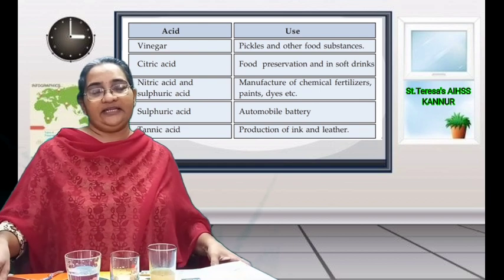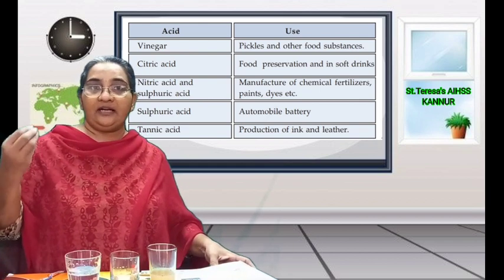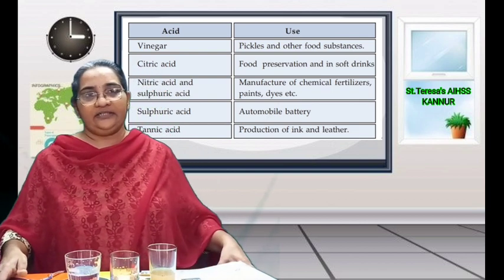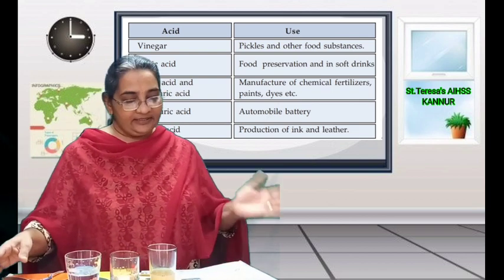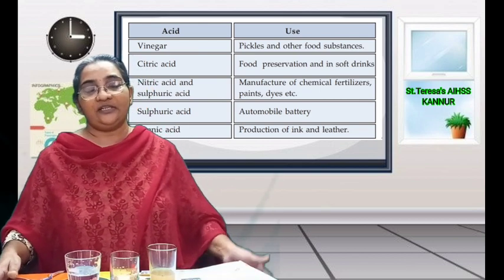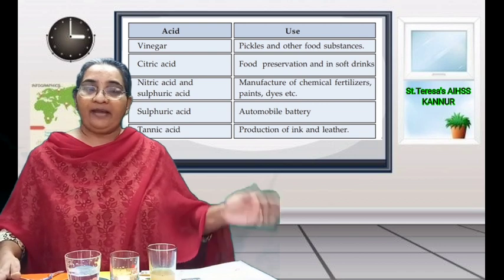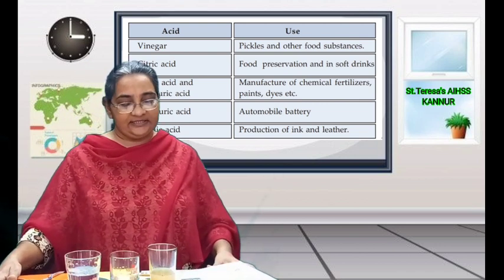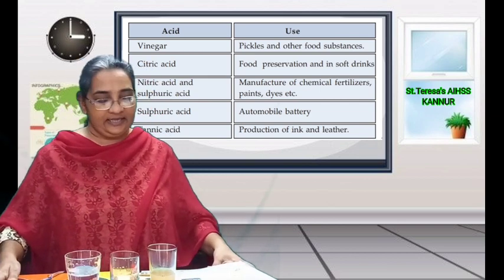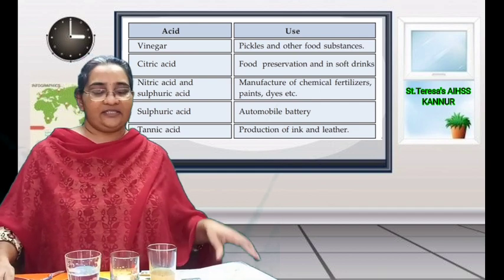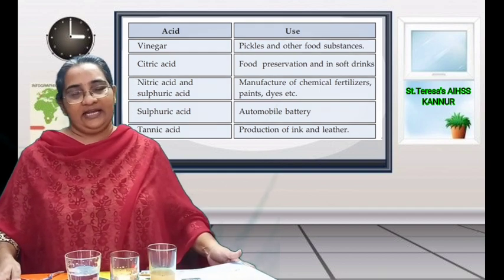So what is dye? The color which you give for the cloth and all that is called dye. So in paint and dye, nitric acid and sulfuric acid are used. Then sulfuric acid is used in automobile batteries. In the car battery, sulfuric acid is used. And tannic acid is used for the production of ink and leather. So these are the uses of acid. Please write down that table in your notebook.